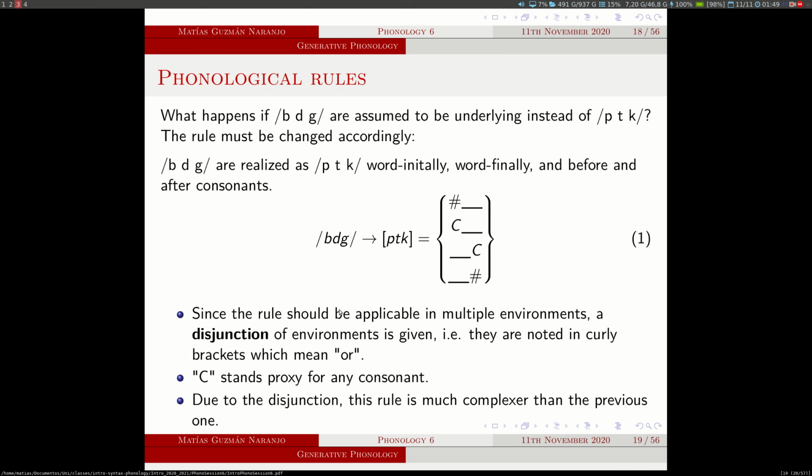You could, however, also assume the opposite, namely that b, d, g are the underlying representations, and in such a case you could write a rule like this here, where the context is represented as a disjunction of possibilities. Remember that voiceless consonants appear either word initially or before a consonant or after a consonant or word finally, so we represent this disjunction of potential context in curly brackets.